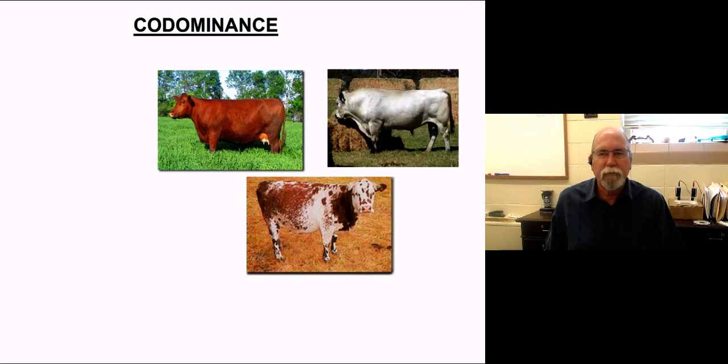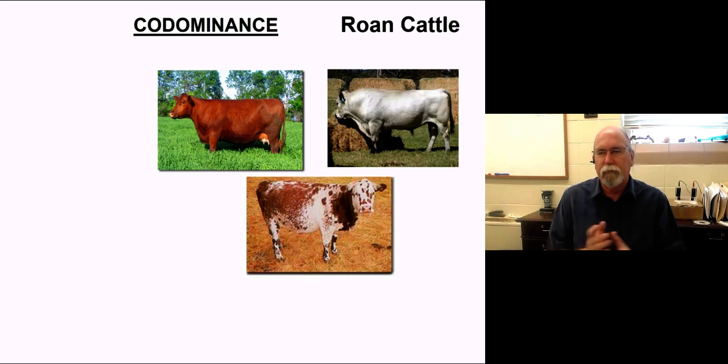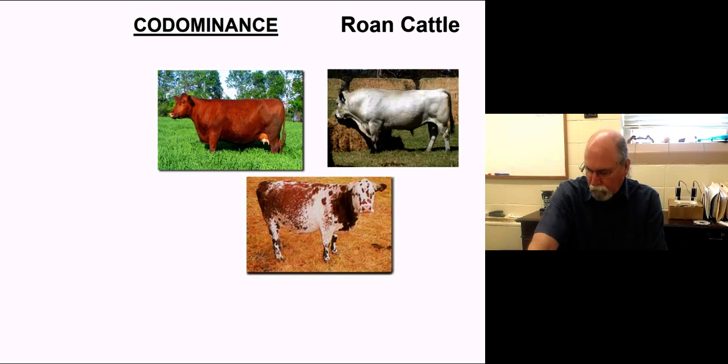A possible example of this might be something like roan cattle. I know those of you in agriculture realize roan is a broad term meaning lots of different things, but we'll use it in this example. What we have here is the idea that we've got a solid colored individual, maybe red, and there's this other true breeding color, which might be white.